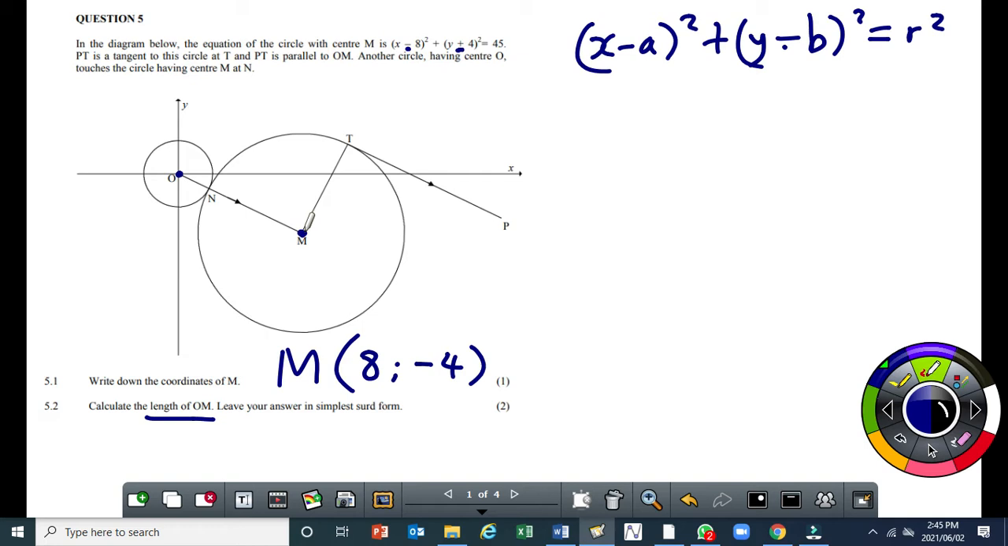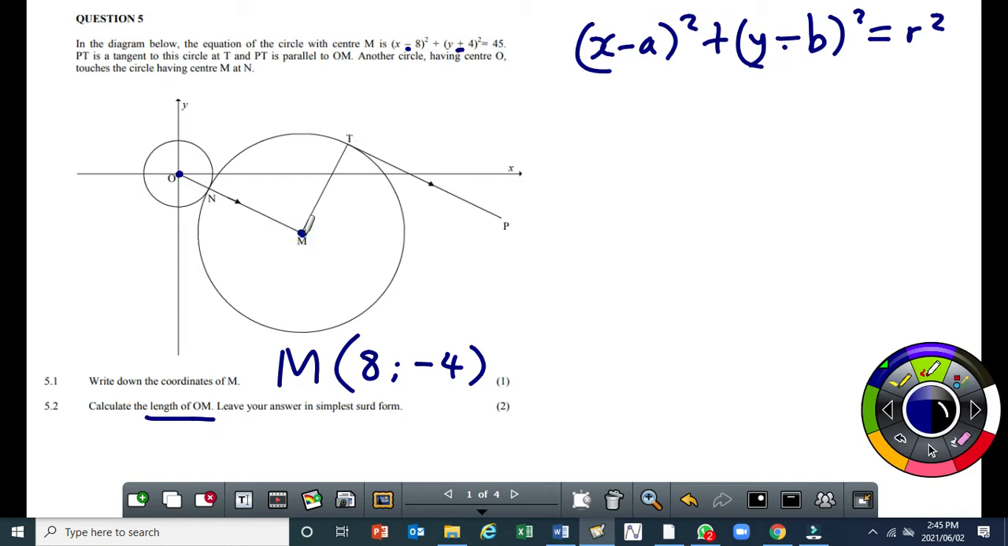Yes? You want to say something? Can you explain that again? So you only need those two, O and M? Yes, because the question says calculate the value of OM. So you need to put the coordinates here and the coordinates there.